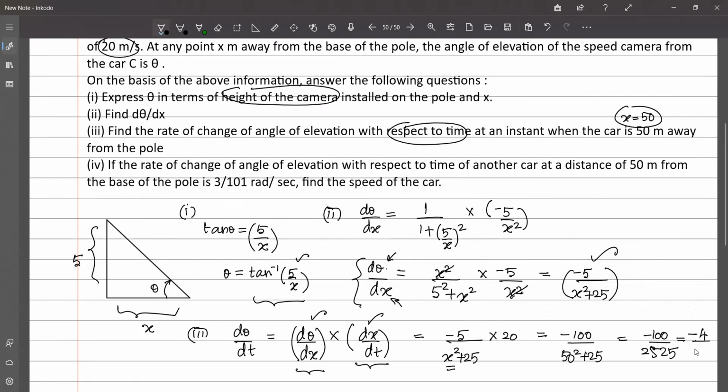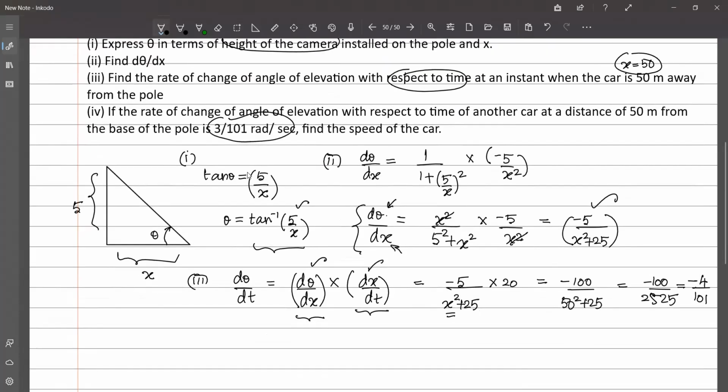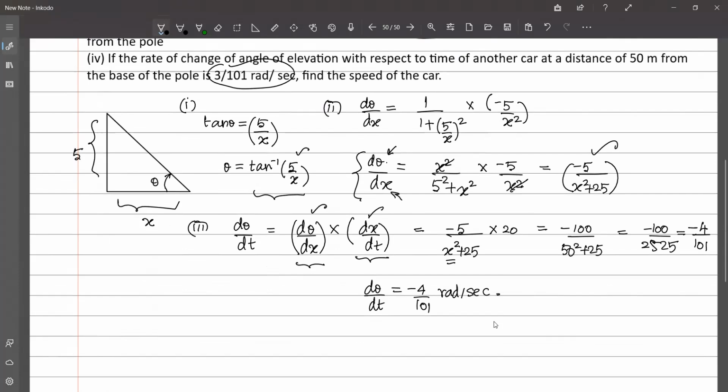So it becomes minus 4 divided by 101 radian per second, because I'm using the unit radian per second because the next question talks about rate of change of angle of elevation in terms of radian per second. So for the third subdivision, d theta by dt is equal to minus 4 divided by 101 radian per second.